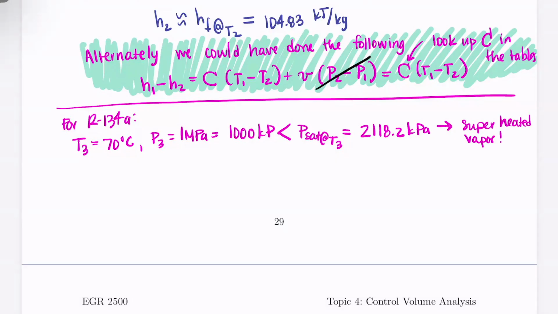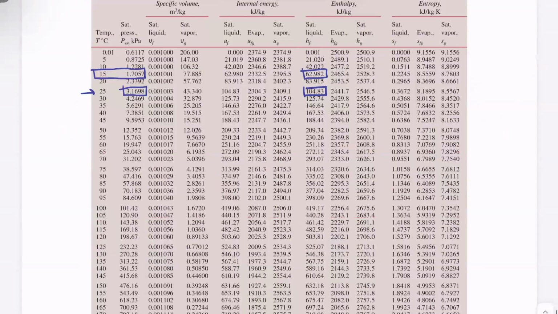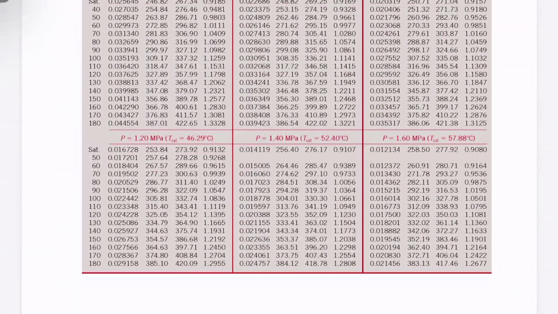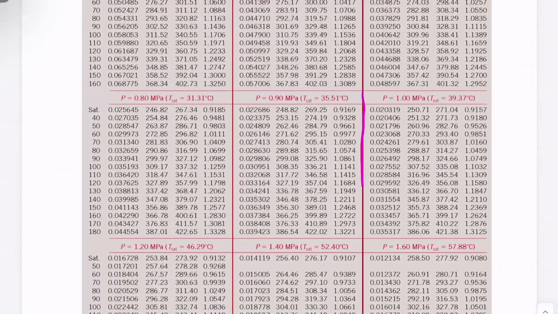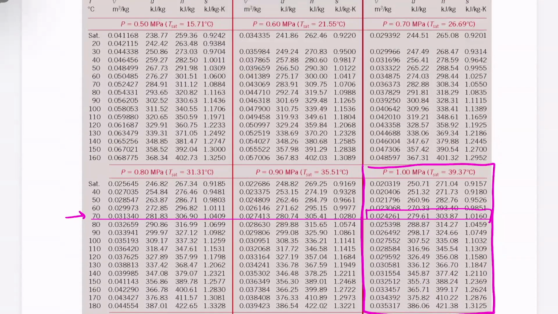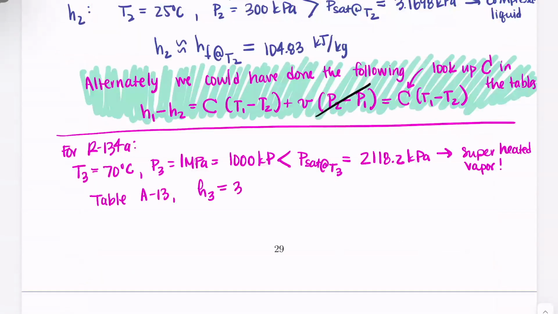Okay, so we will go to table A13, which is right here. And we first want to find our pressure cell. So we are looking for 1 MPa, which is here. And we have 70 degrees C. So we're going to go over to look at this line. So we're going to be looking at these values. And so our enthalpy is this guy right here, 303.87 kilojoules per kilogram.